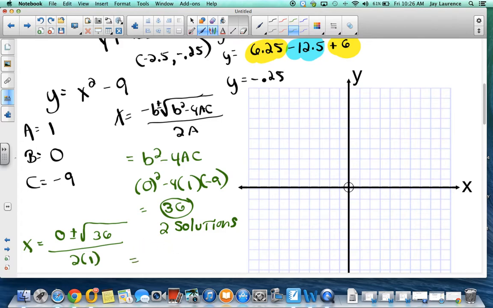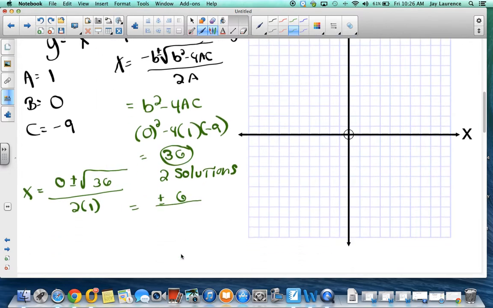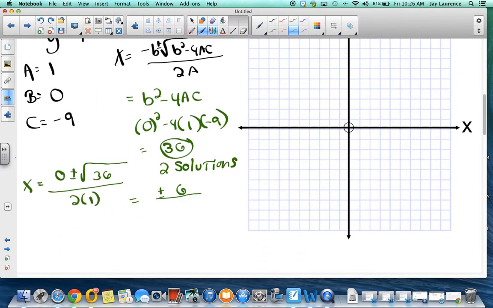Now, the root of 36 is 6, right? You could use your dating idea if you need to. I don't think you need to, but you could. And I'm going to put it over 2 because 2 times 1 is 2. And so my zeros are going to be 3 and negative 3. And if you're Emily Craddock, you know that roots are zeros, so the y-coordinate has to be 0. So I can plot those. 1, 2, 3. Negative 3, 0 is right there. And then positive 3, 0 is right there.